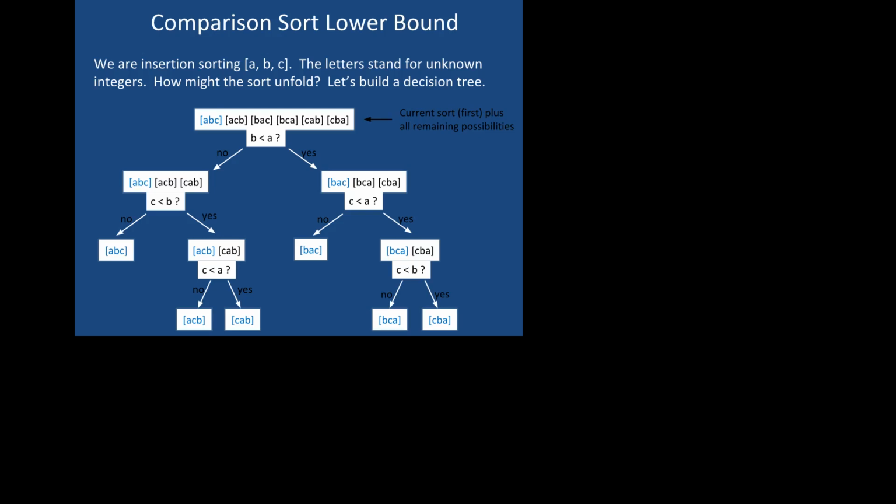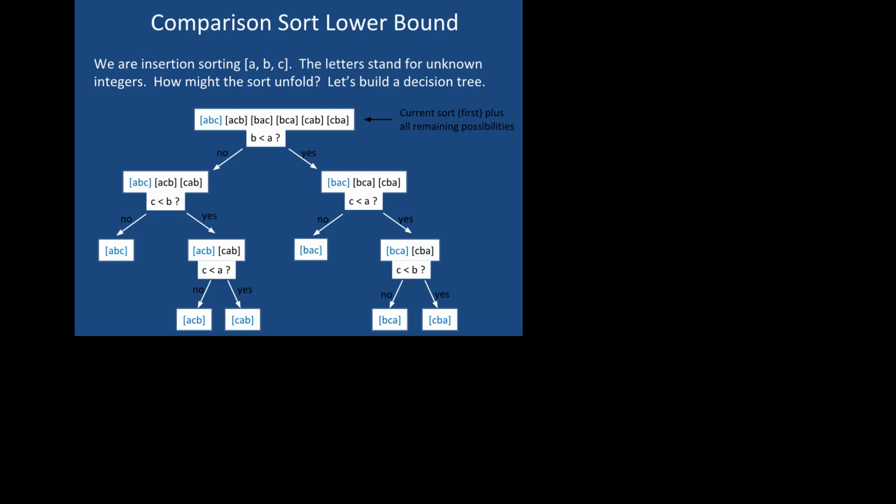Far left. We'll ask, is 2 less than 1? The answer is no. We'll ask, is 3 less than 2? The answer will be no, and we'll be done. Okay. What if the initial ABC is 3, 2, 1? Which branch do we go down? The far right. So in the first case, we do 2 comparisons. In the second case, we do 3 comparisons.